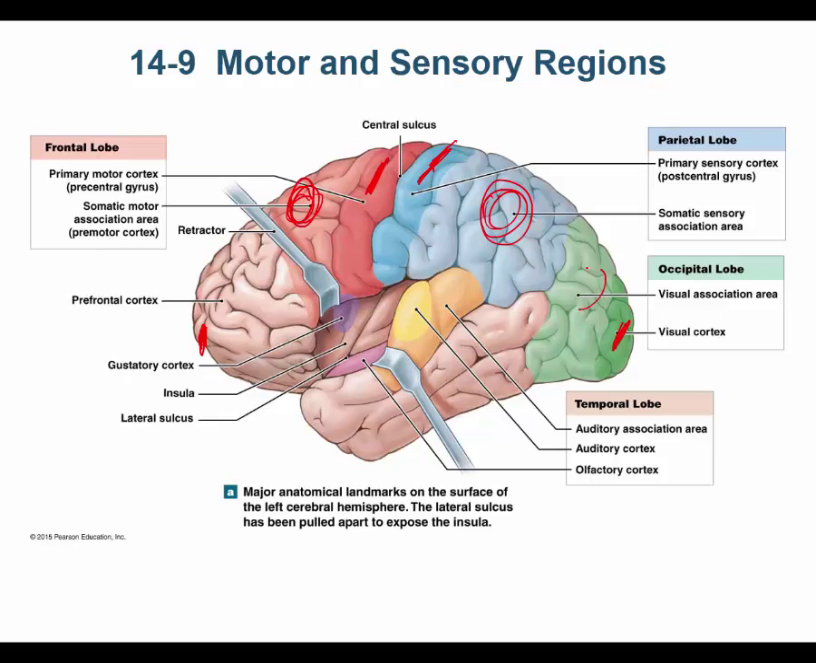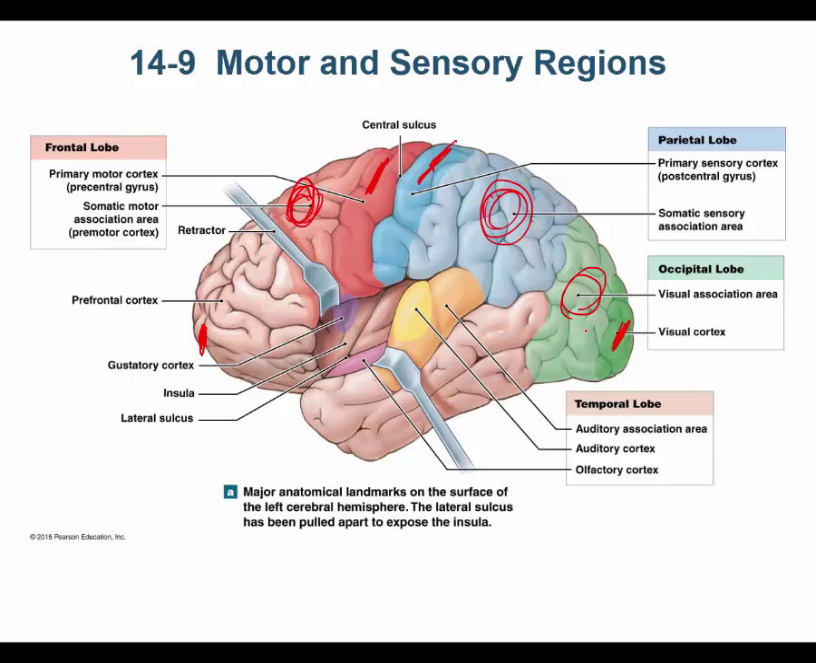Then you have your visual association area. For example, you see something across the field, and then you associate it with what it is. You see an animal across the field, and you say, "Well, that's a deer," and then you even associate that deer with other things. So that's an association area.